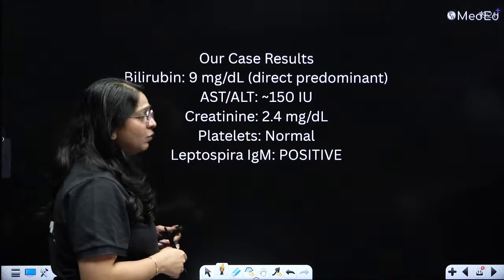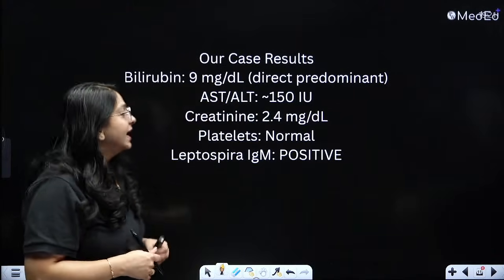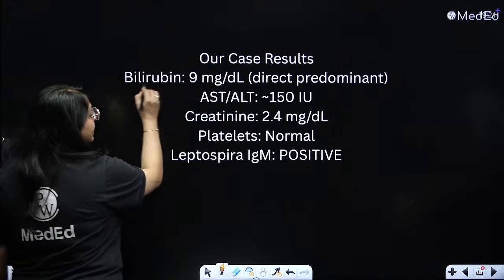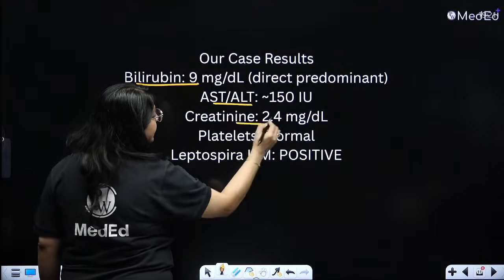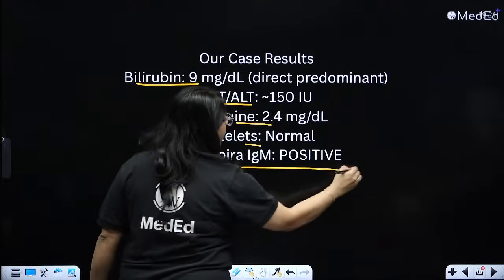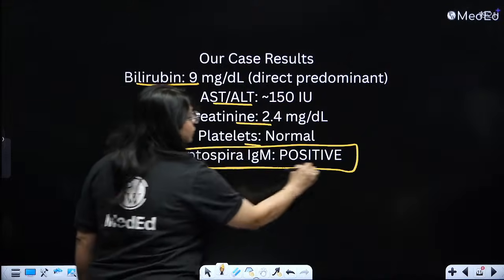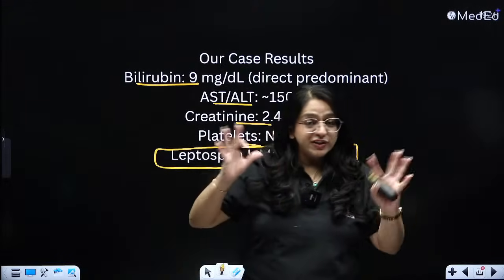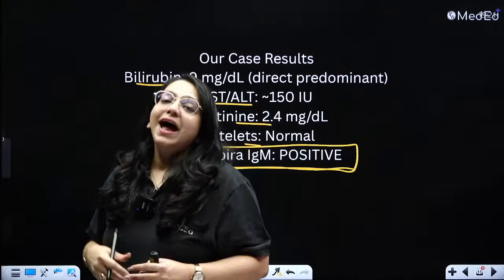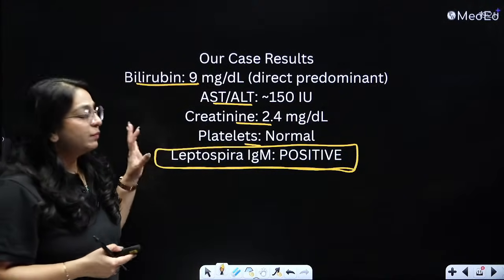So what came out to be positive in our patient? Of course, bilirubin is raised, ALT deranged, creatinine deranged, platelets normal, and Leptospira IgM is what came out to be positive. Anyways, from the history also, we were a little bit biased. And finally, the IgM also came out to be positive.